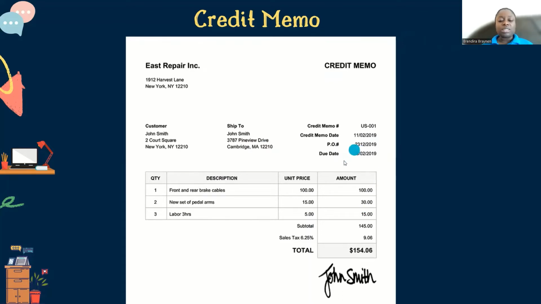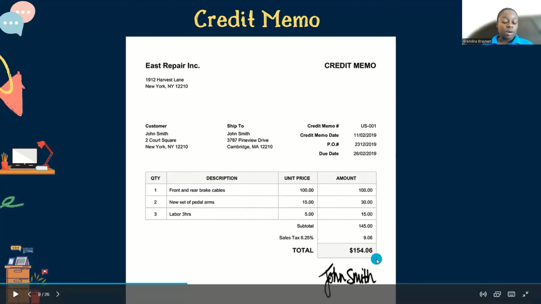And so if I look at a credit memo, it's telling me that this person brought back some cables, this person brought back 2 pedal arms, and they no longer needed the labor of 5 hours, or 5 times 3, 15 hours, or 3 hours worth of labor that's charged at $5 per hour. And so therefore, I don't need to charge them $154.06 anymore. So I'm going to give them a credit memo, and they're going to apply that against the invoice. And so I expect them to pay the difference between the invoice and the credit memo, or use it as credit later on. That's a credit memo.